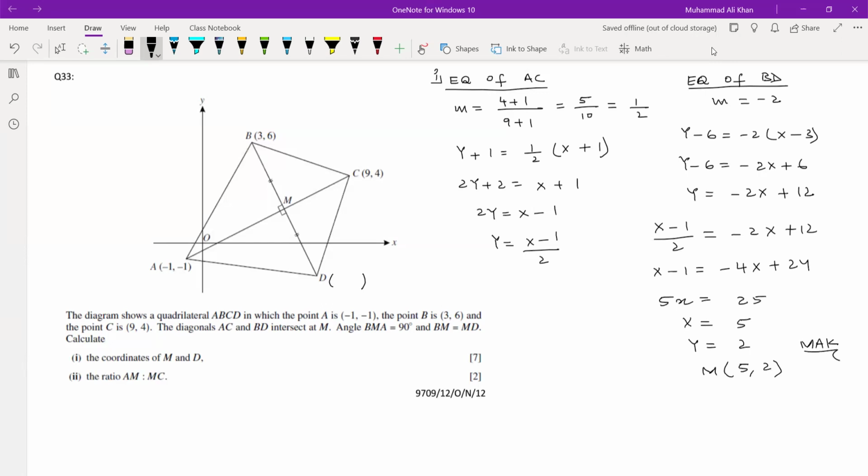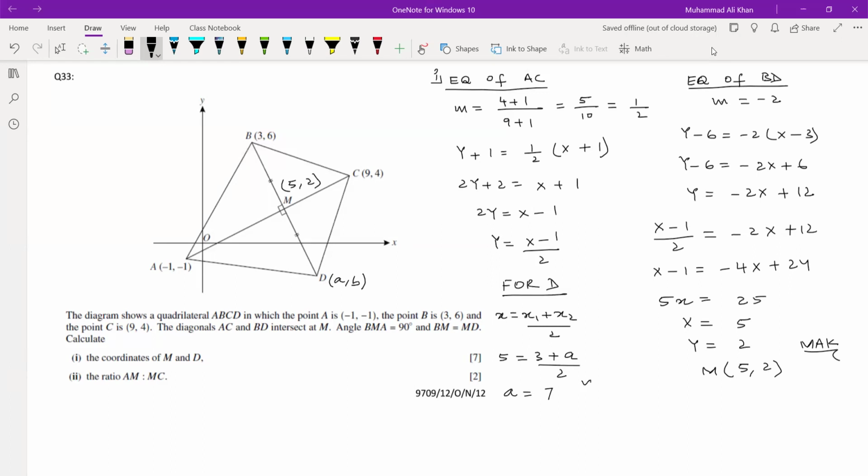Now, after that, for coordinates of D, I am using the midpoint formula. x equals x1 plus x2 by 2. What is x? The coordinates of M are 5 and 2, so x is 5. What is x1? The coordinates of B, which is 3. What is x2? Let's say this is a. This is a divided by 2. So the value of a is 5 twos are 10, 10 minus 3 is 7.